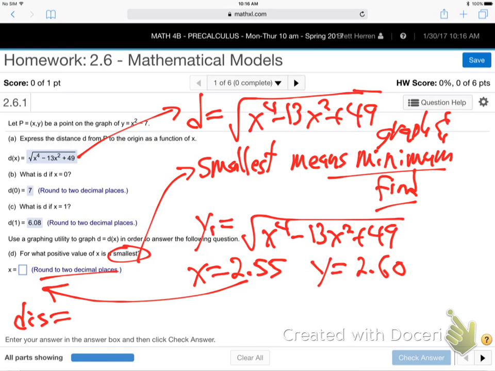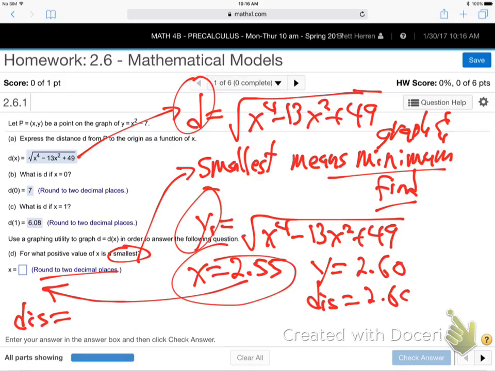Let's go back. Remember what we just entered. What is the y here? Distance. So the y, you've got to always remember, what function am I putting in there? So the x is the x, the y is distance. In other words, on the U shape, that point is x 2.55. I don't know the y yet. I'll show you how to find it. But the distance is 2.60.